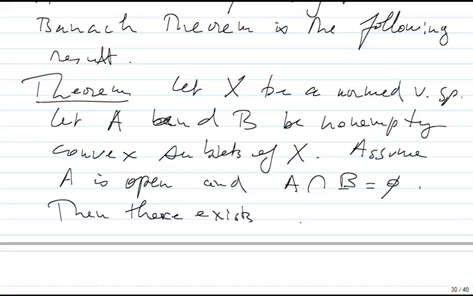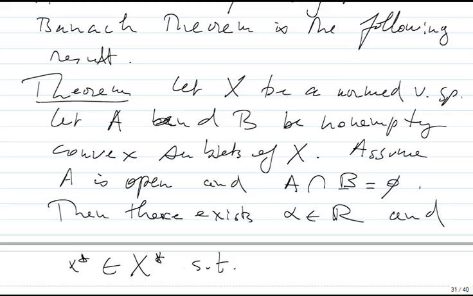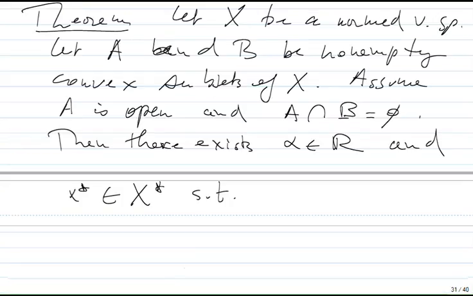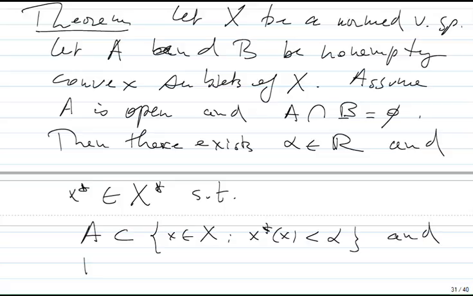alpha in R and a functional x star such that A is included in the set of x in X such that x star of x less than alpha, and B is in the set of x in X such that x star of x is greater than alpha.